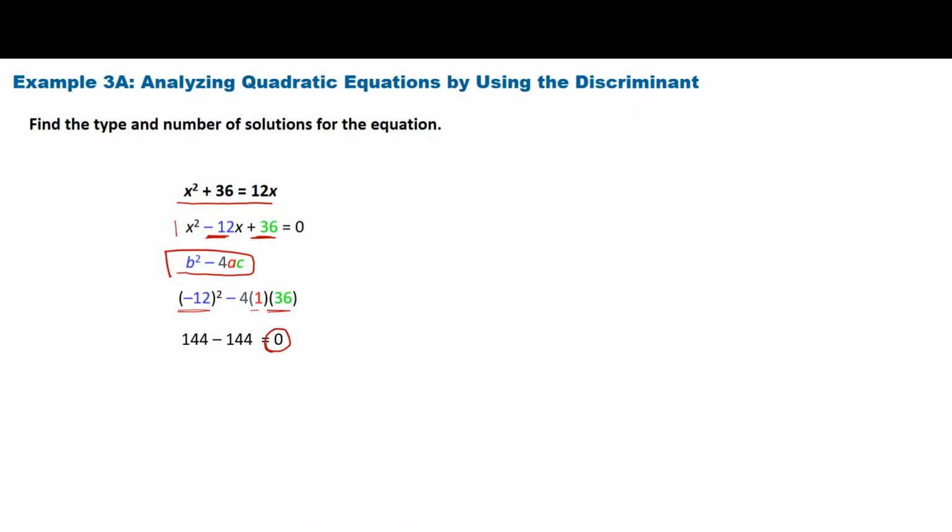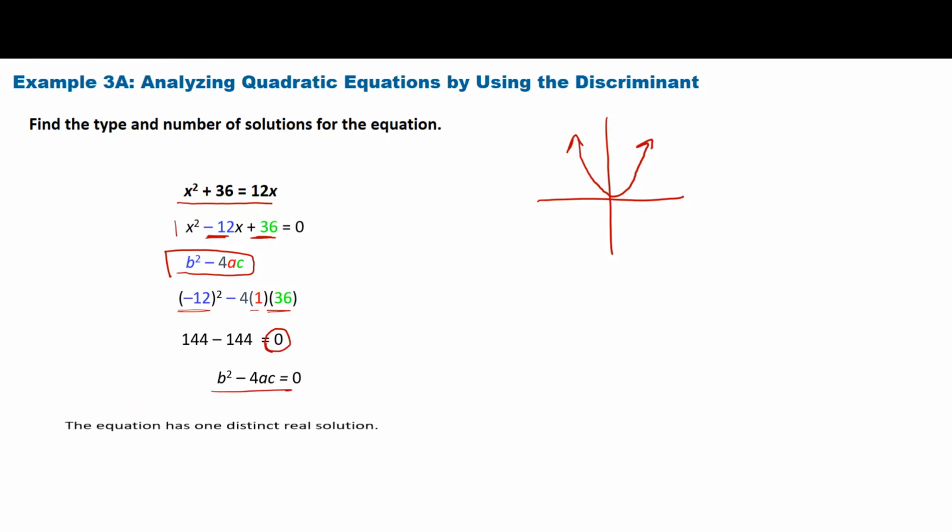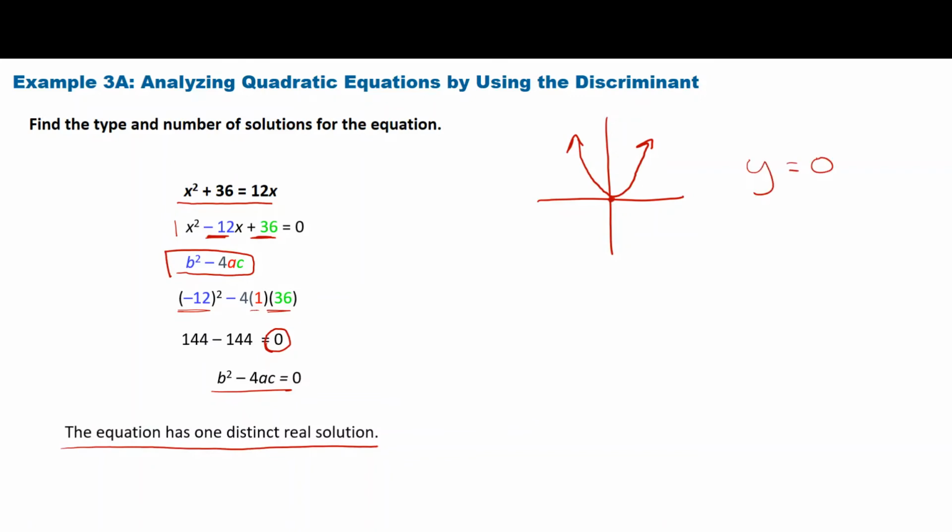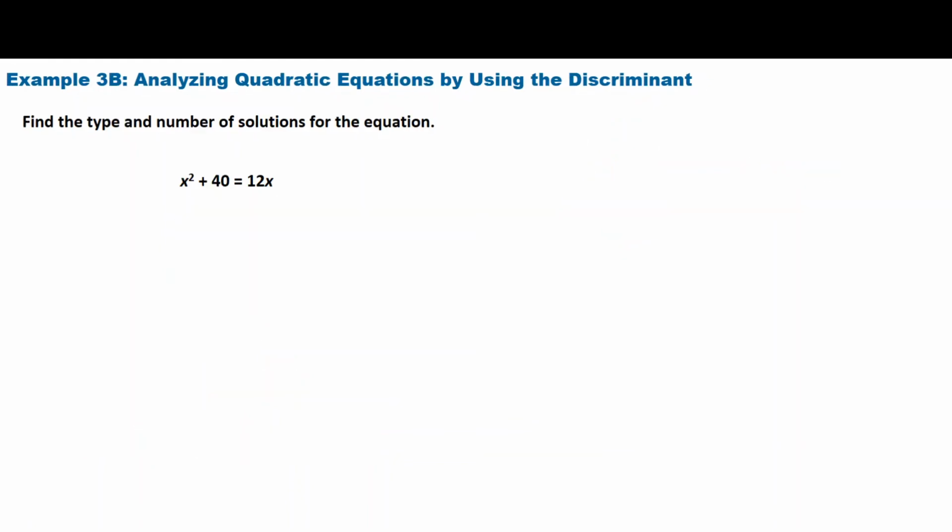Okay, so when we get 0, that tells us that our parabola is going to hit our x-axis just one time. Okay, so since it's equal to 0, it tells us the equation has one distinct real solution. That means there's only one place when y is 0, there's only one x, okay? And it's right there. Next.